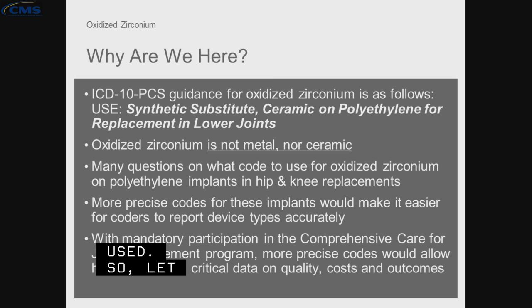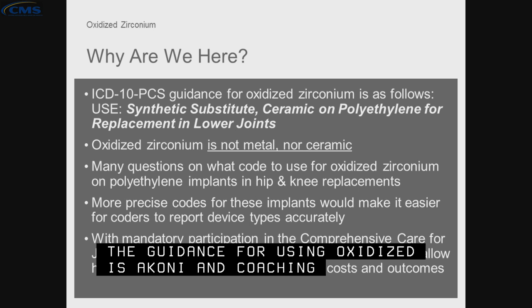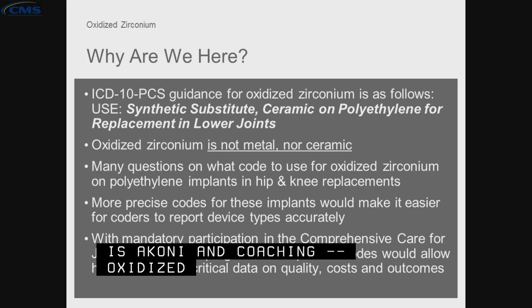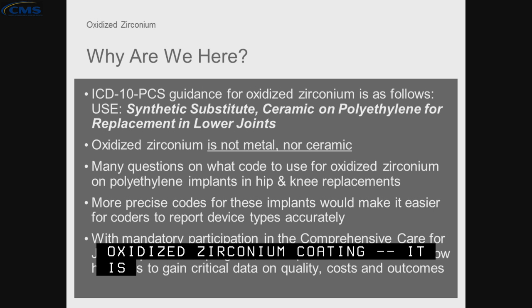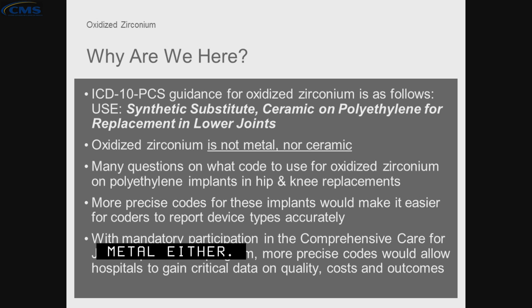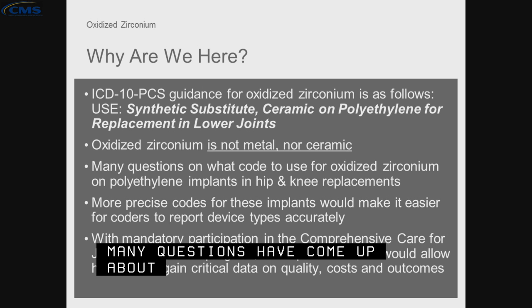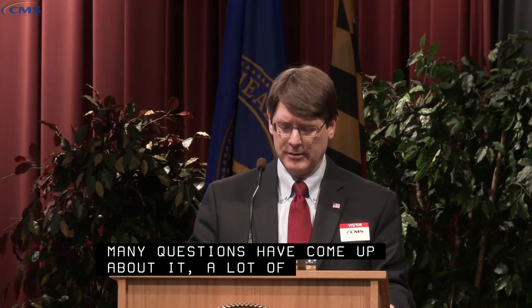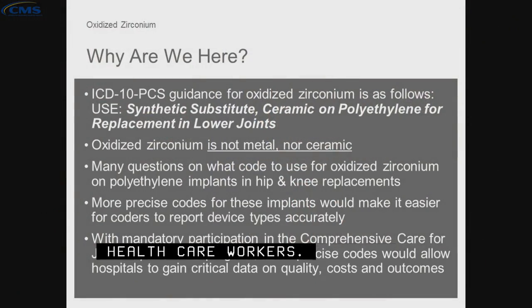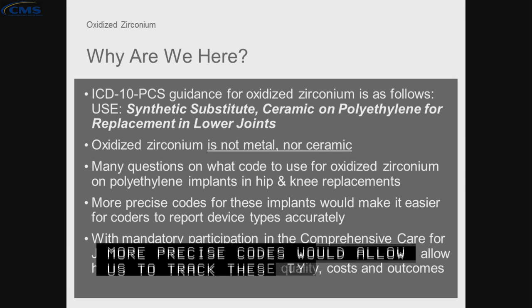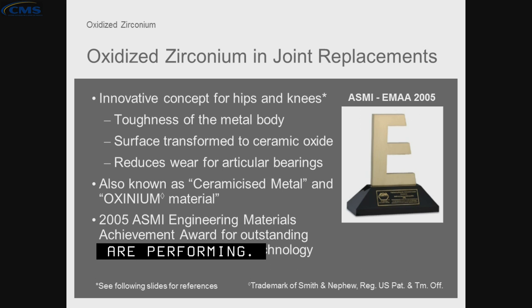So why are we here? The guidance for using oxidized zirconium coating is to code it as a ceramic on polyethylene. But what I want to explain is that it's not a ceramic, and it isn't a metal either. It is a combination of these two types of materials. Many questions have come up about this coating, a lot of confusion from the hospitals and other healthcare workers. And more precise codes would allow us to track these types of implants and understand how they are performing. We could gain critical data on how these are performing.